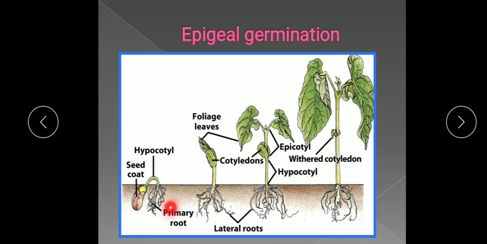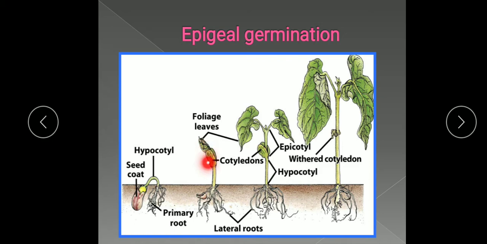First the root system develops, the root grows further, and the radicle forms the first primary root, which further forms the lateral roots. Now the hypocotyl elongates, becomes straight, and then pushes the cotyledons into the air above the soil. You can see here the seed coat covering the cotyledons. But in the next stage, you will see that as the hypocotyl elongates, formation of the roots takes place first, and then the hypocotyl pushes the cotyledons above the soil.